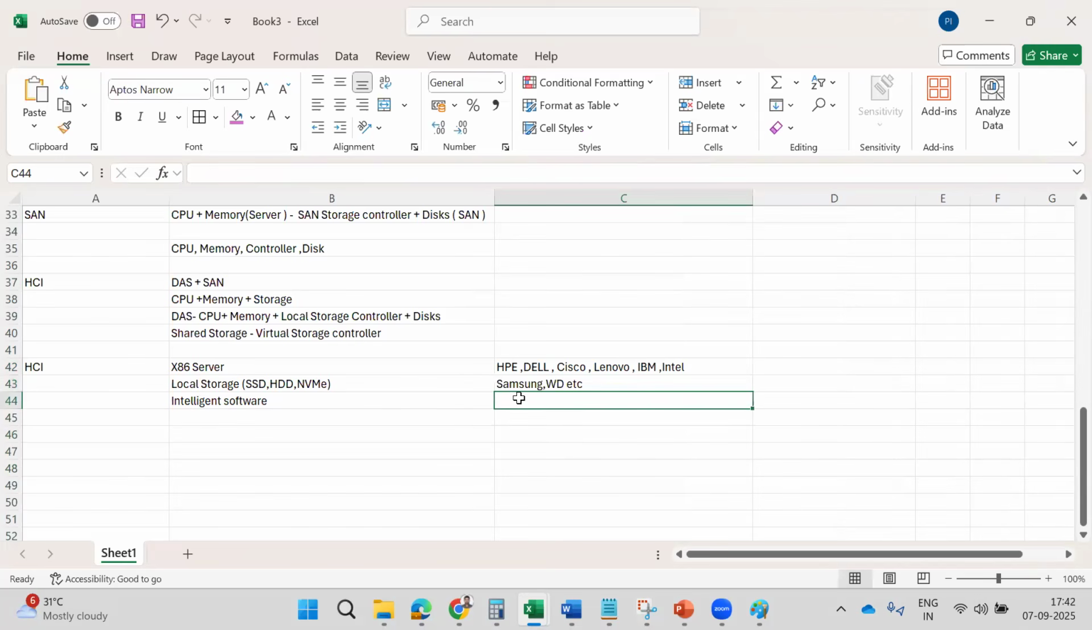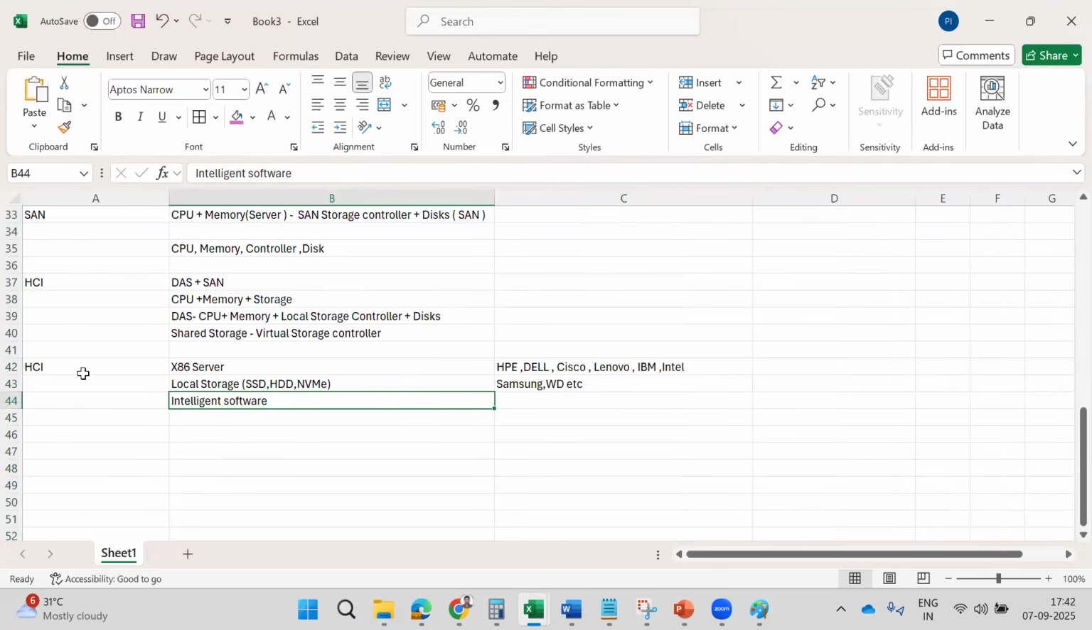Okay. So now coming to the intelligent software, this is the very important point. If you choose a vendor for this intelligent software, that vendor is going to be your HCI vendor, because HCI is coming in the form of this intelligent software. The x86 server you get from a hardware vendor, local storage you get from a different vendor. But who is going to give this intelligent software? That company is going to be your HCI vendor.